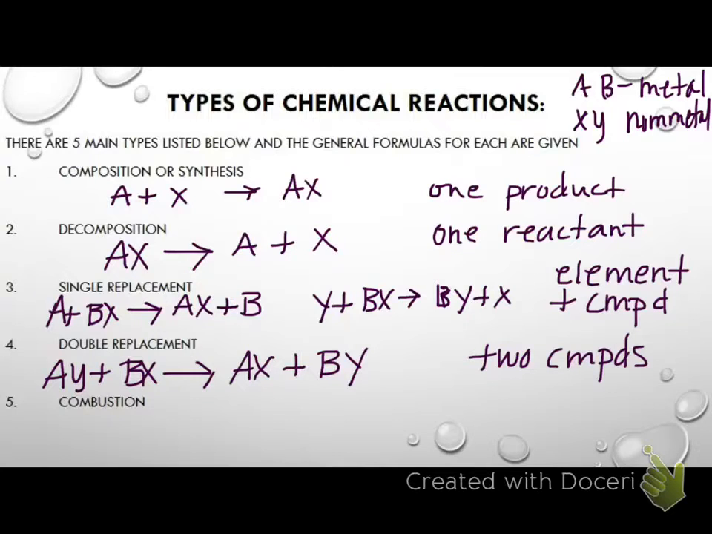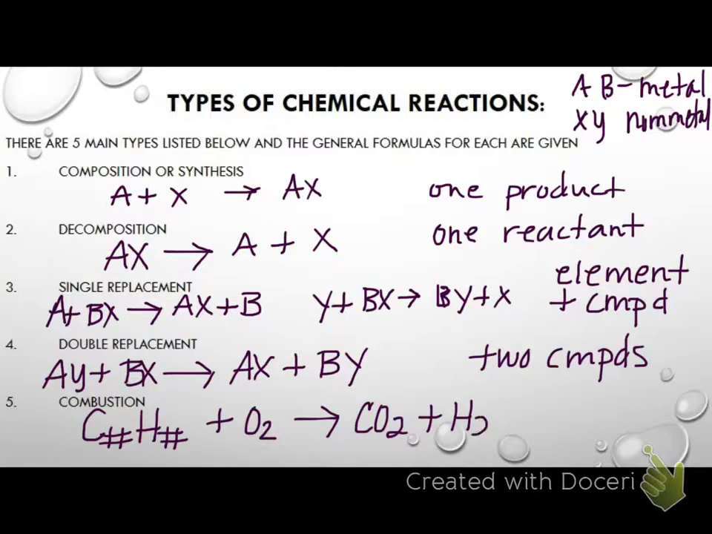And then the last one is combustion. And combustion is going to have a hydrocarbon, so we're going to do C and a number, and H and a number. Sometimes you can have an oxygen in there, but it's always going to be plus oxygen. And these are the easiest ones to predict what they make because your combustion will make CO2 and water. Okay? And we recognize those by the hydrocarbons. And they can have various numbers. So that's the way you can recognize those. Okay? Any questions on that?